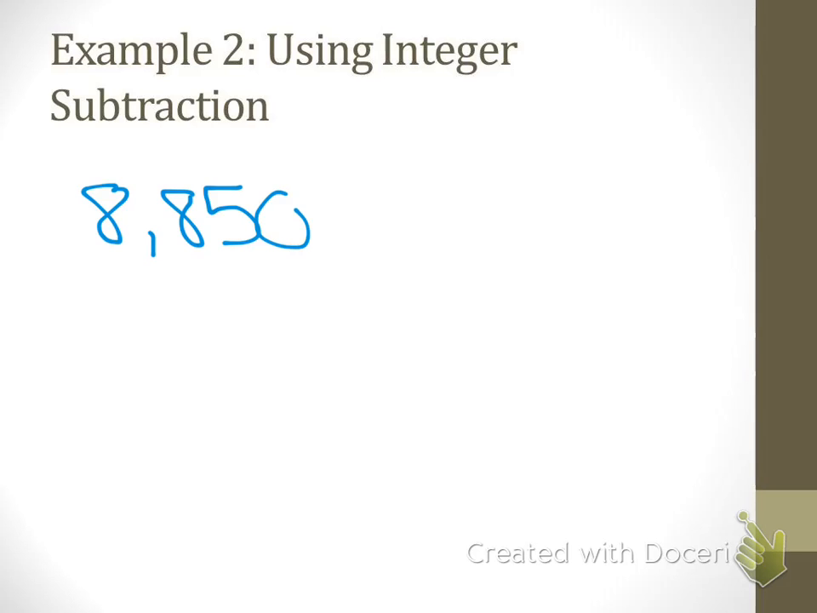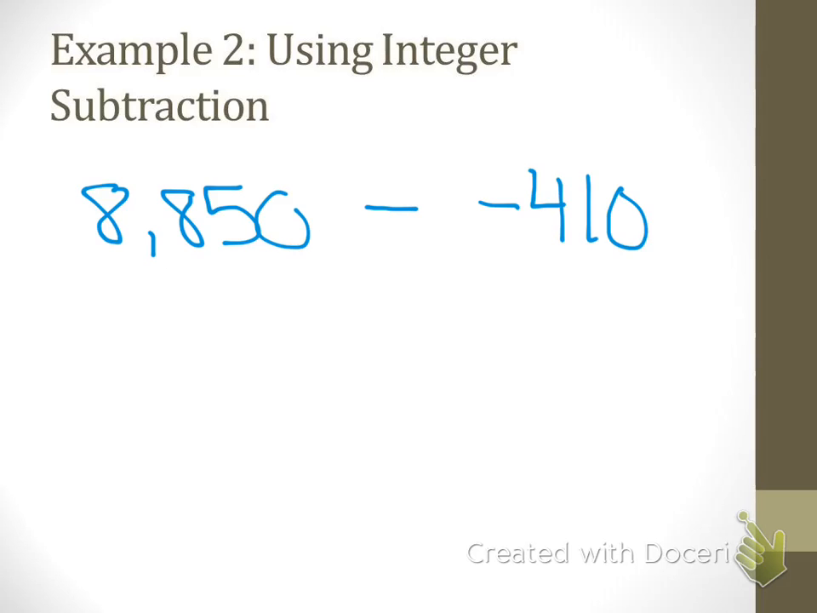Negative 410. Okay, so there's my two integers, 8850 and negative 410. And it asks me now, what is the difference between these elevations? So difference means what operation? Subtraction.